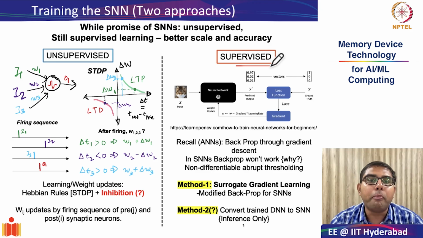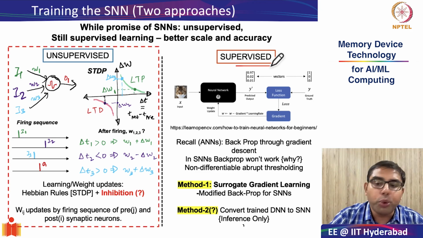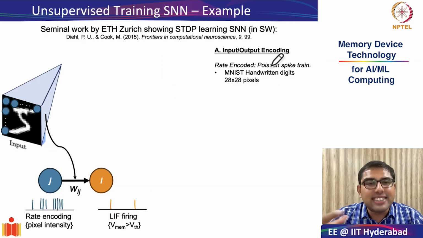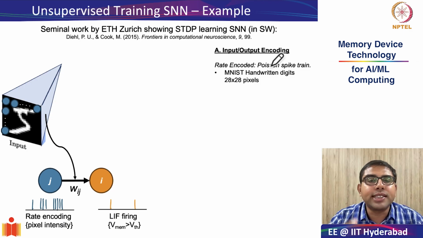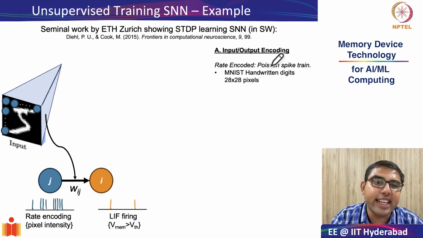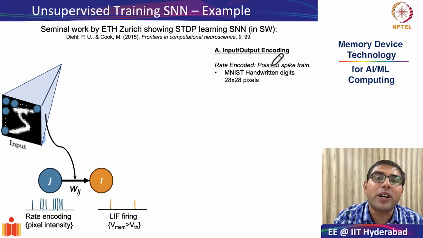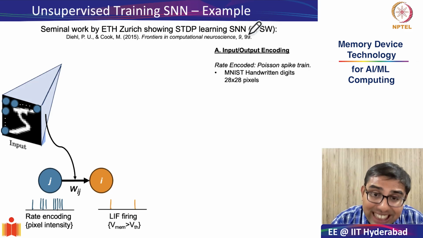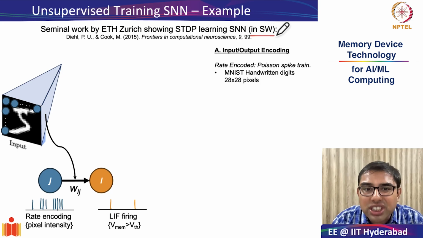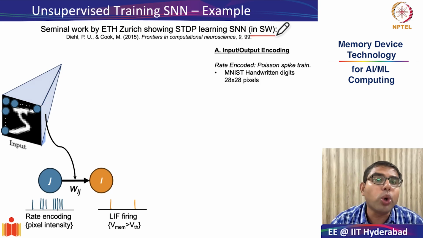Okay, with this background, let us begin by looking at unsupervised learning in spiking neural networks. Although there are many examples of unsupervised training in spiking neural networks, what I would like to do is focus on the first seminal work, which came from ETH Zurich, which showed that using STDP, learning is very much possible for small tasks in spiking neural networks. But it is important to say right at the beginning that all of this was demonstrated only in software. So this was based on code, and in principle, you were able to show these things.